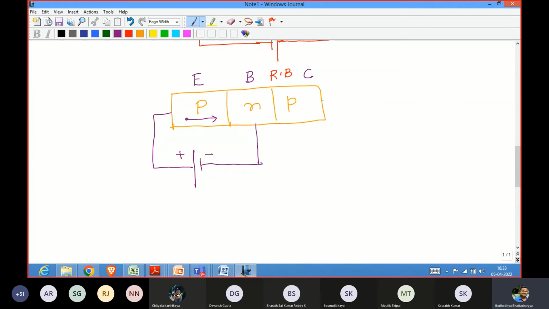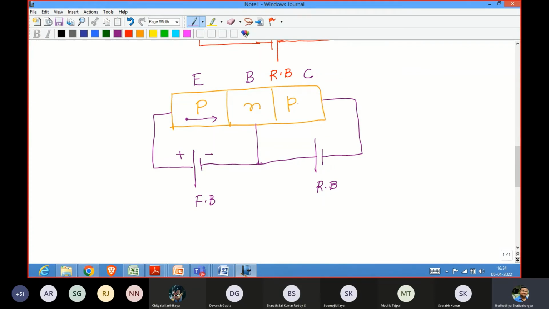On the other hand, we are making this as reverse bias. So how can I make reverse bias? I can make this as reverse bias like this. So this is my forward bias and this is my reverse bias. Why am I doing this? I'm repeating it once again: we are discussing the early effect, or base width modulation, and how it works.